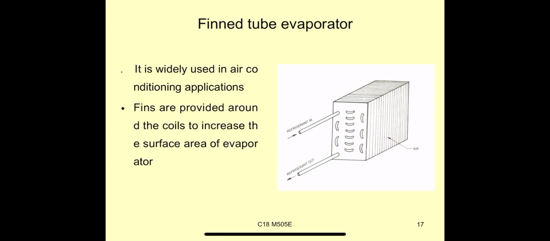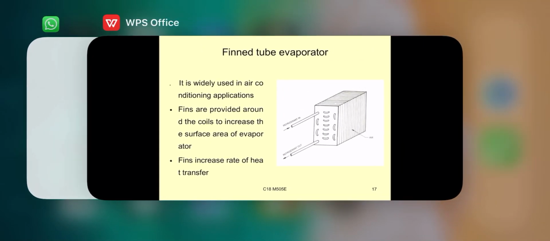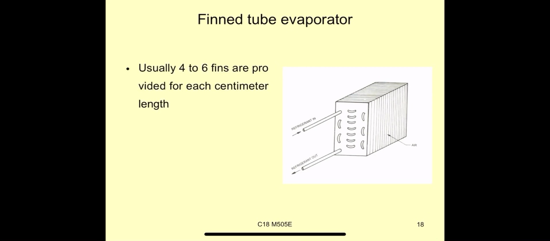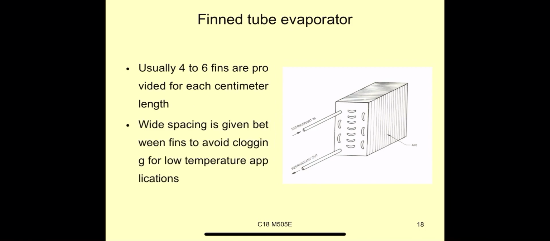Fins are provided around the coils to increase the surface area of the evaporator. Fins increase the rate of heat transfer. In finned tube evaporators, usually 4 to 6 fins are provided for each centimeter length. Wide spacing is given between fins to avoid clogging for low temperature applications.